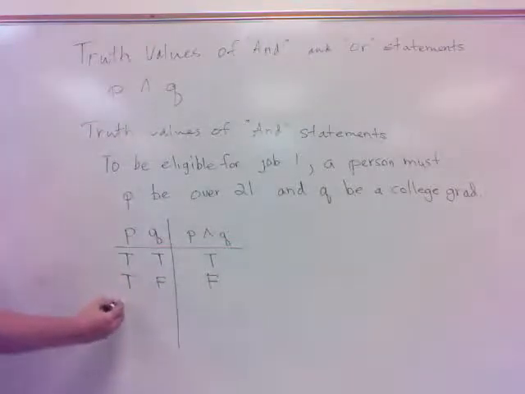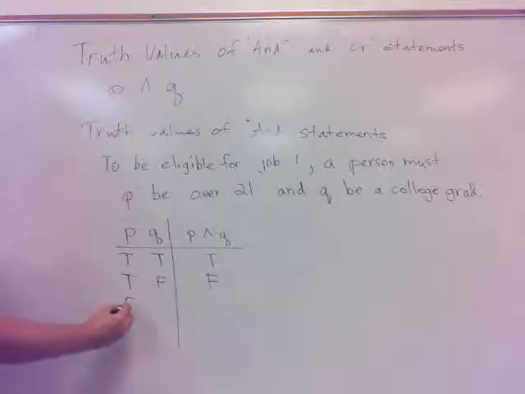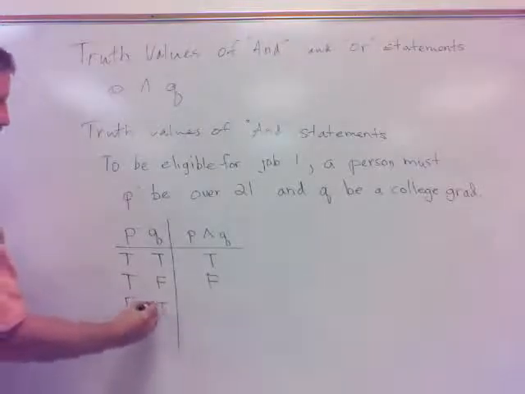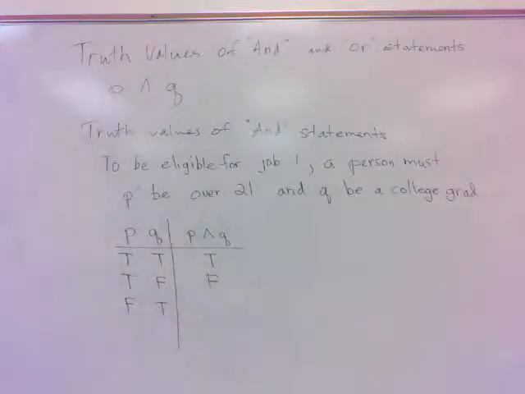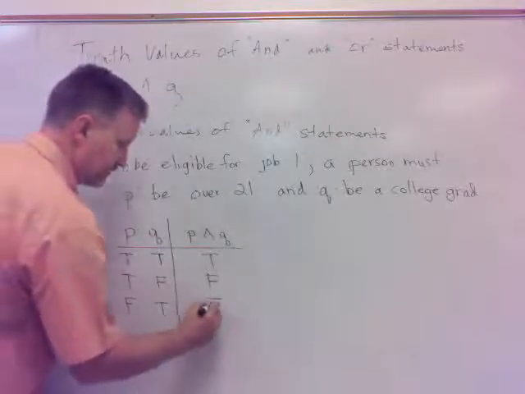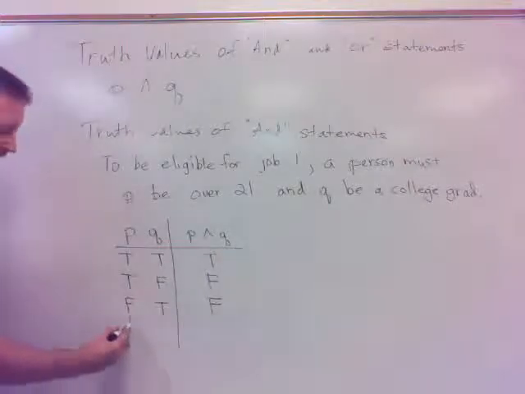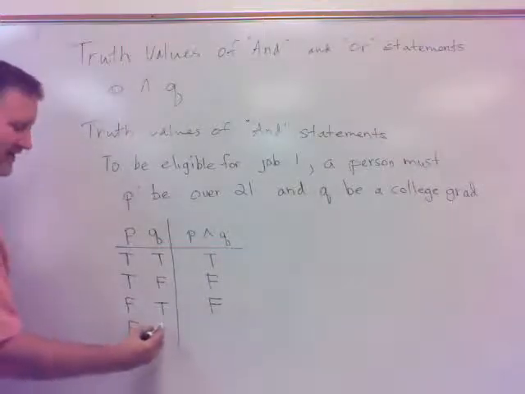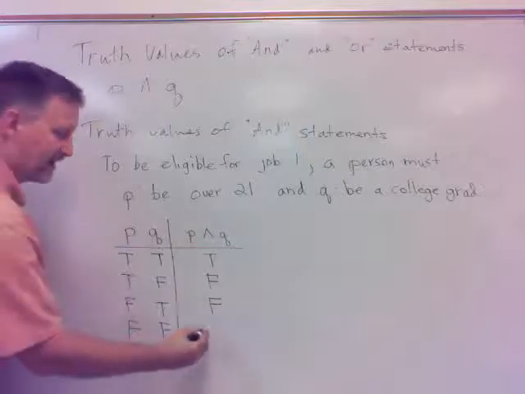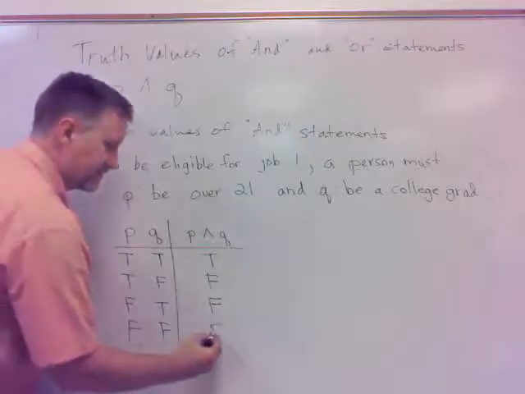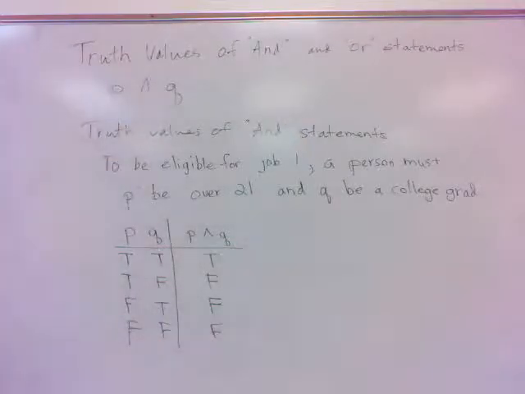All right, person number 3 comes in. False, they're not over 21. True, they're a college graduate. Are they eligible? Still not eligible, because you have to be both. And then person number 4 just comes in off the street, not over 21, not a college graduate. Obviously not eligible. So that's a roundabout way to show you how the and works.